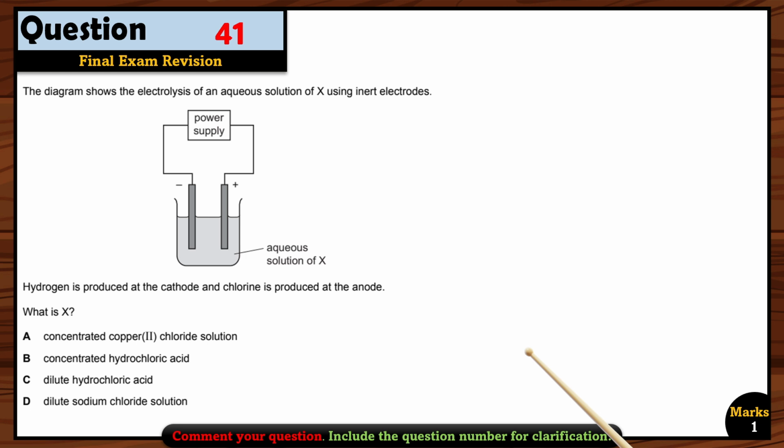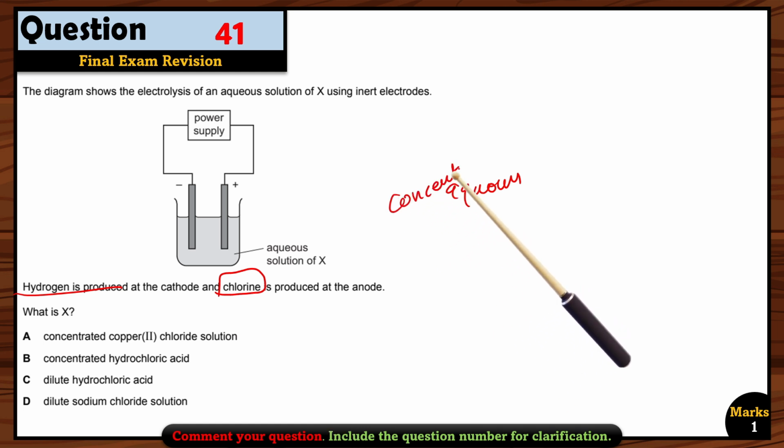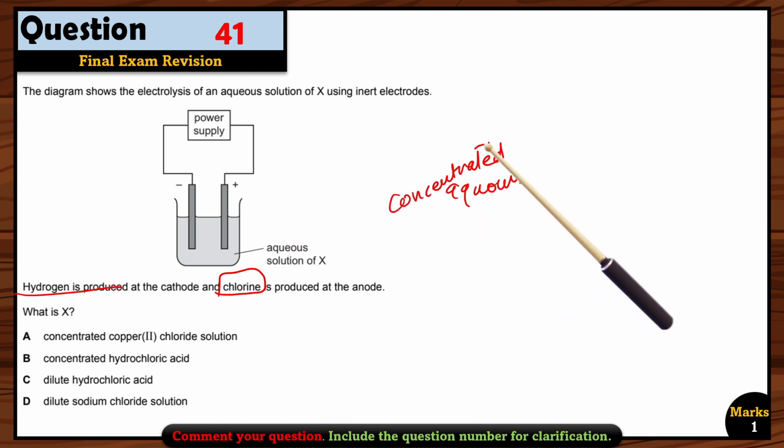Question 41. The diagram shows the electrolysis of an aqueous solution of X using inert electrodes. Hydrogen is produced at the cathode and chlorine is produced at the anode. What is X? Hydrogen is produced, so it means it's aqueous, right? This is an aqueous solution, not a molten ionic compound. First thing is that. Second, chlorine is produced, not oxygen. It means it is a concentrated solution, right? Concentrated and also aqueous. Let's see where we can find concentrated aqueous. These are the two where we can find concentrated and aqueous.